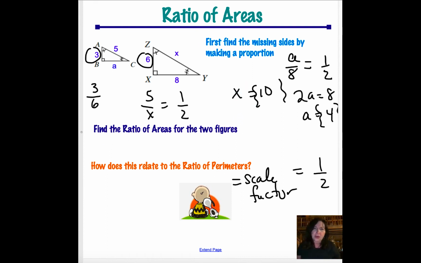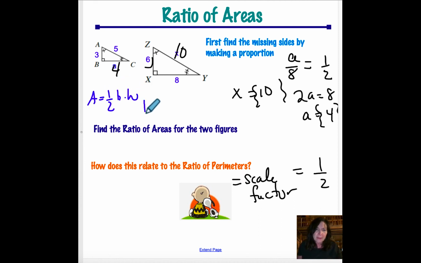Now, thinking about area for these triangles, once we found what all these values are, I'm going to erase this because we now know what our values are. We know that x was 10, so this is 10 here. We know that a is 4. And if you remember what area is for a triangle, area equals 1/2 the base times the height, but the base has to be perpendicular to the height. So for the area of this small triangle, that's going to be 1/2 times 3 times 4, okay? So 12 divided by 2 is 6.